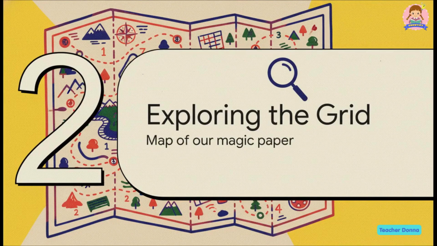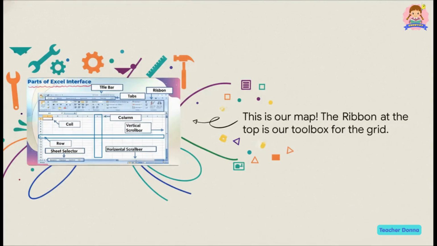All right, time to explore. Every great explorer needs a map, right? So let's learn the map of our magic paper. This will help us get around as we start our big number adventure. And here it is. This is our map. See that big area at the very top with all the buttons and tools? That's called the ribbon. And you can think of it as our own personal toolbox. It's got everything we need to change colors, make text look cool, and even do some awesome math.